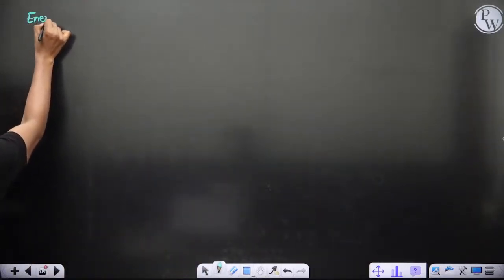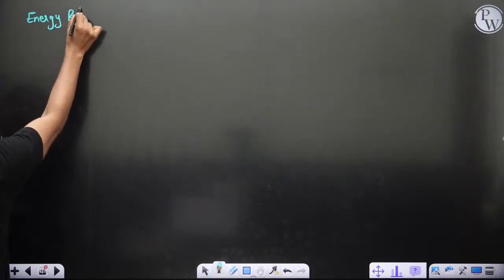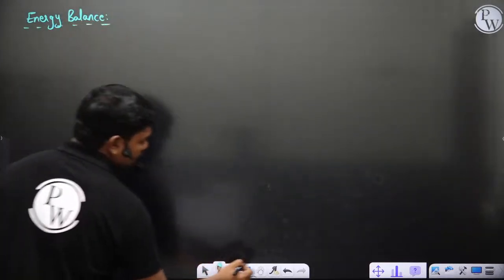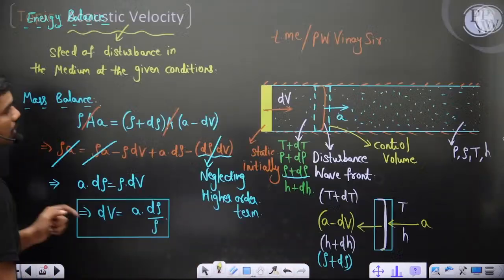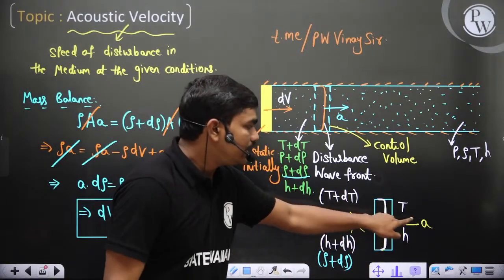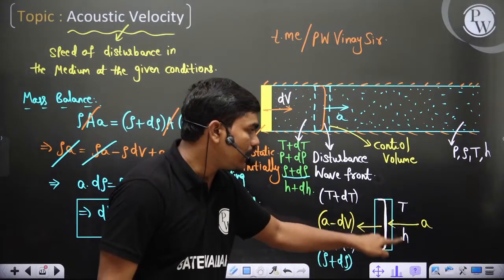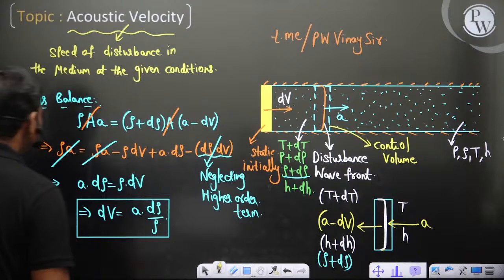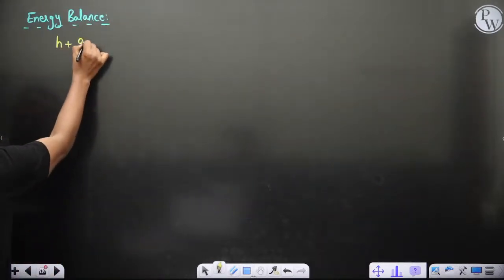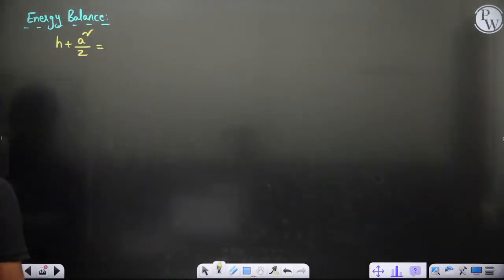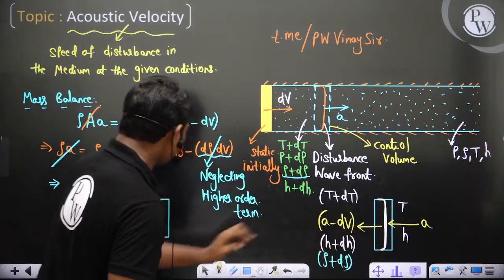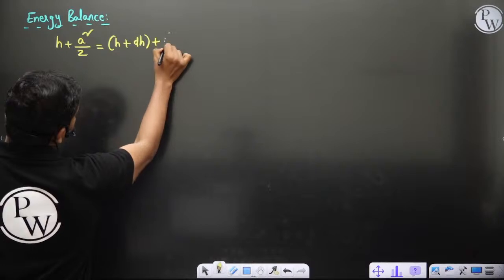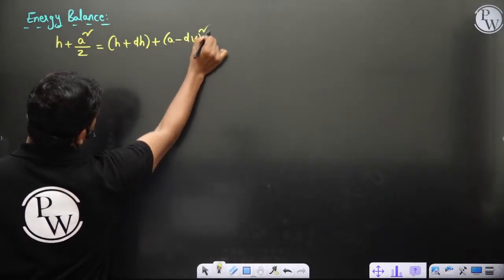So if you do energy balance, let's see, at this inlet it has some velocity, a, and it also has some temperature T, because of which it has some enthalpy. So h plus a square by 2 is equal to, similarly at this condition it has some enthalpy, h plus dh, plus the kinetic energy at this point, (a minus dV) whole square by 2.